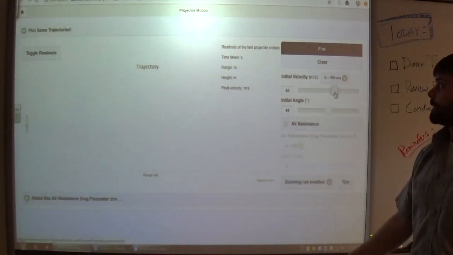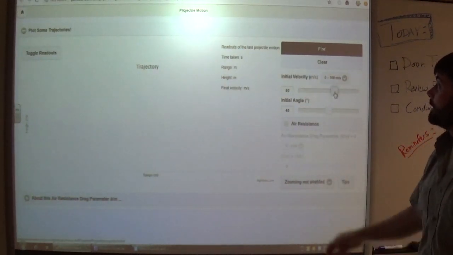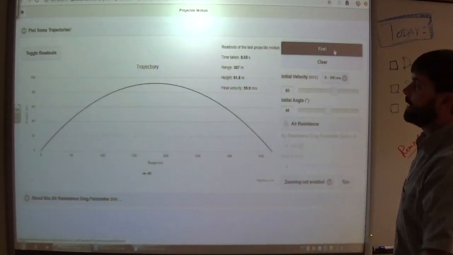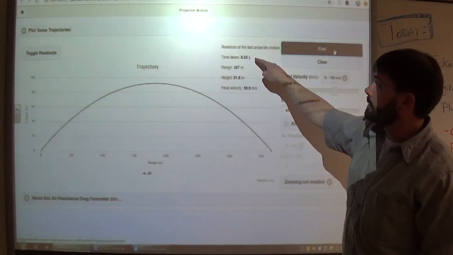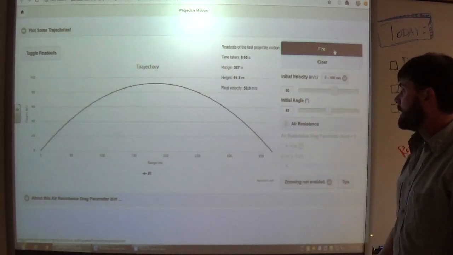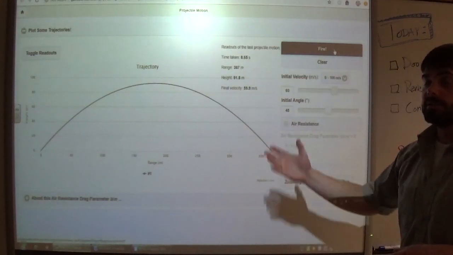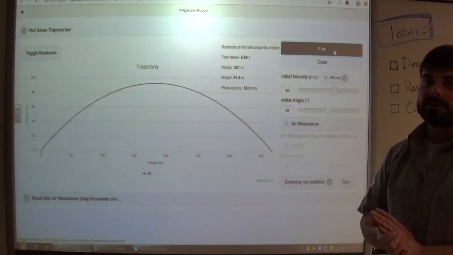But let's just say, for example, you pick your initial velocity and your launch angle, and air resistance is off. You hit the fire button. It will show the path of the projectile, and most of the information you're getting, or the readouts, comes from here: the time taken, the range, the height, and the final velocity. So when you go to answer these questions, as long as you're using the simulator, take your time and make observations, you should be able to get most all those answers correct.